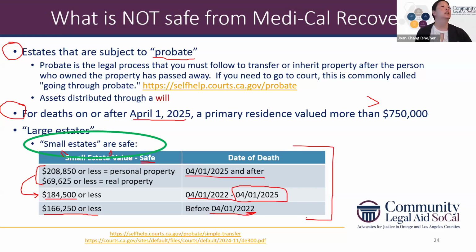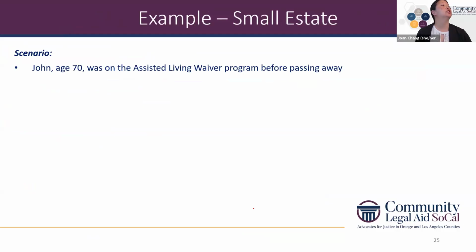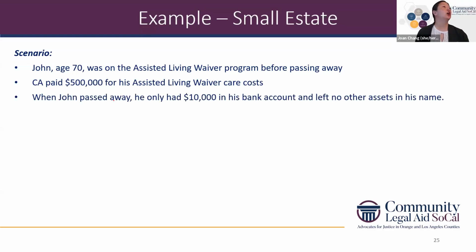Okay, so let's talk about small estates, y'all. Let's do an example. Our good buddy John, 70 years old, was on the assisted living waiver program before he passed away. California paid about $500,000 for his assisted living waiver care costs. Again, made up numbers. When John passed away, he only had about 10 grand in his bank account. He left no other assets in his name.